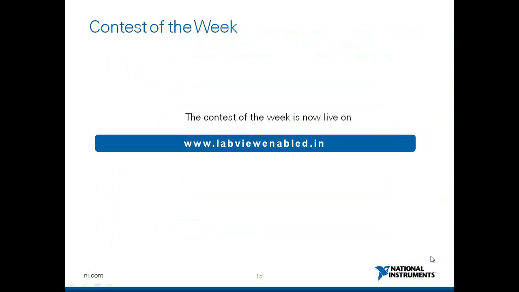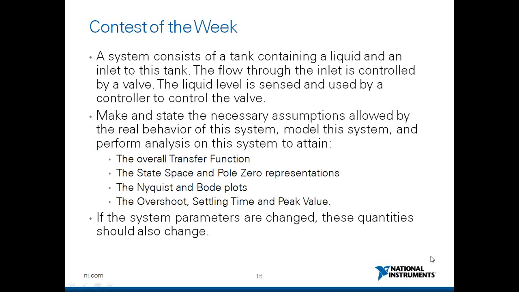I'm just going to show you the contest question right here, and it'll be up on the website for you in a while to solve. So this is the contest. You have a system that consists of a tank containing a liquid and an inlet to the tank, and the flow through the inlet is controlled by a valve. The liquid level is sensed and used by a controller to control the valve. This is the scenario.